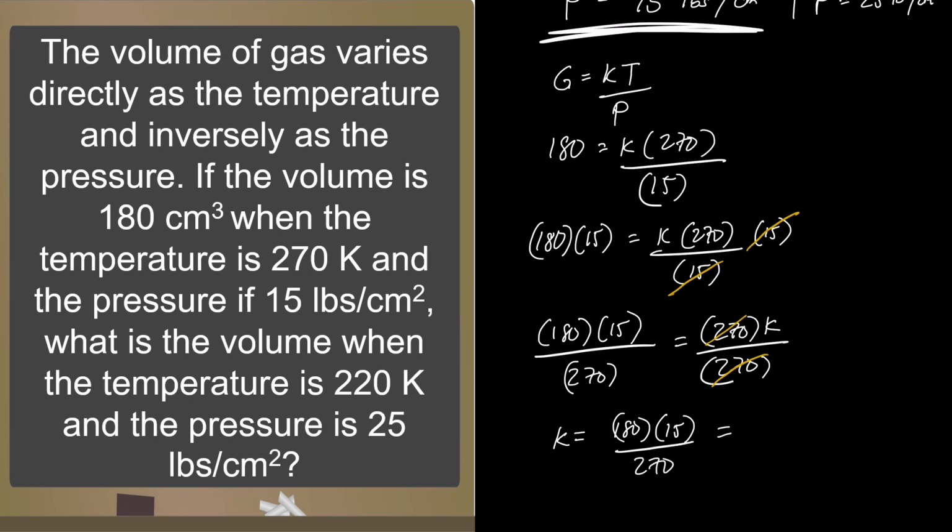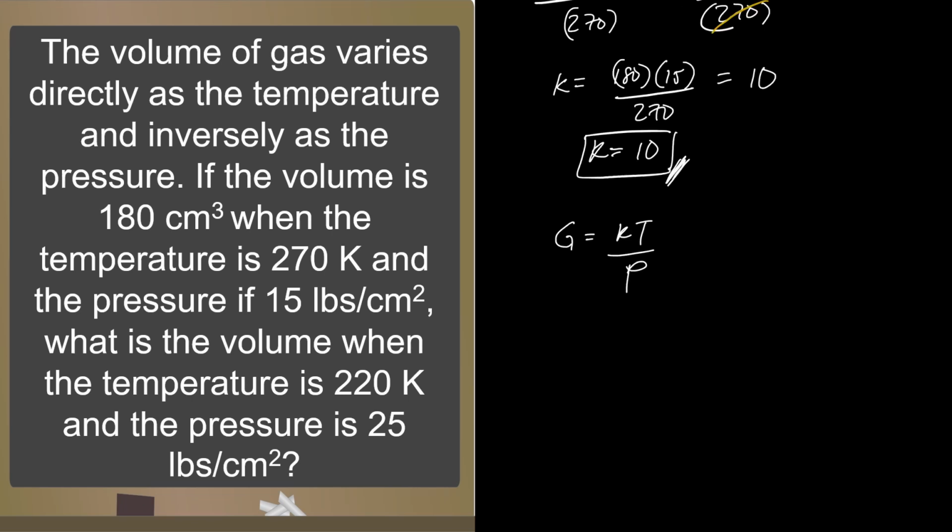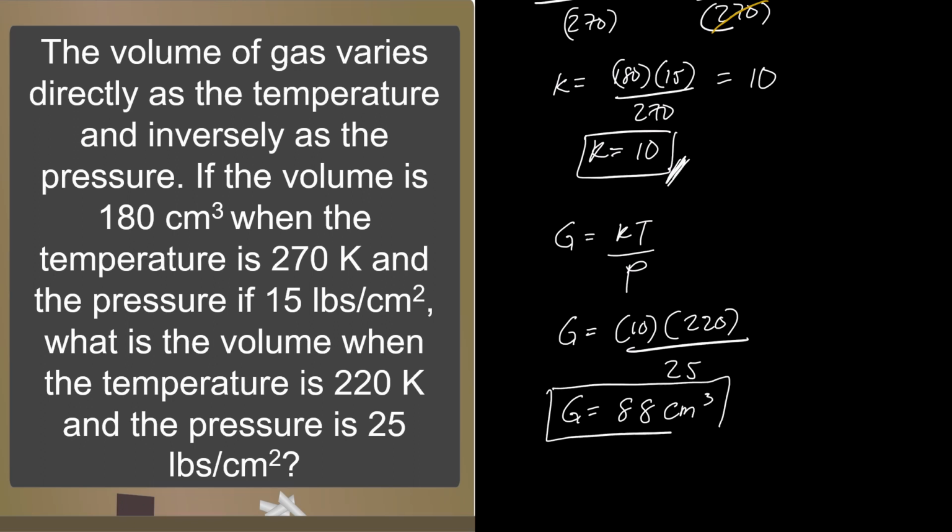Now, what's the next step? We have to substitute K to the second set of given values. So we have G is equal to K T over P. We have to look for G. K is 10, the temperature is 220, and the pressure is 25. So from here we will be able to compute that G, or the volume of gas, is 88 cubic centimeter. Okay?